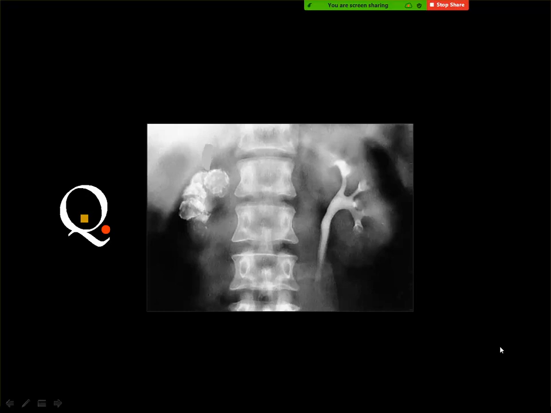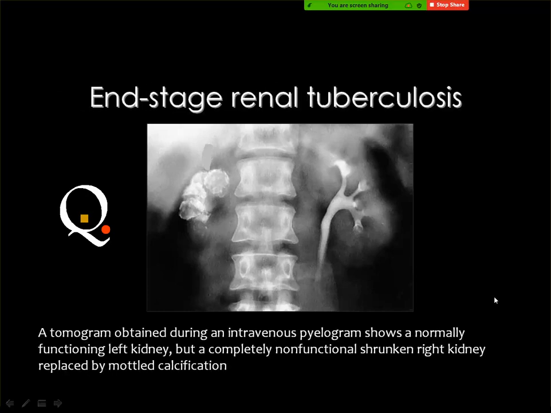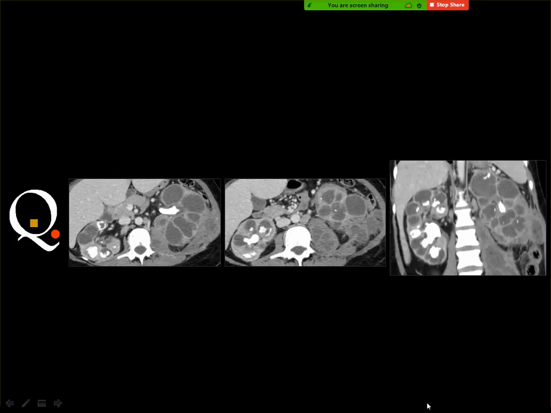Putty kidney, yes. TB end stage kidney, which is totally calcified, a very small kidney with no function, diagnostic of renal tuberculosis.